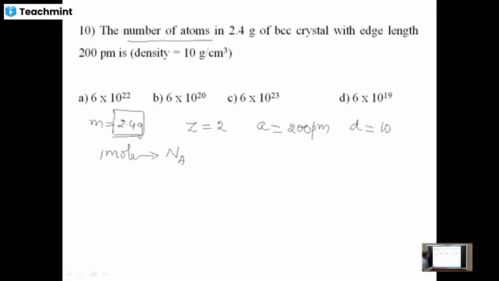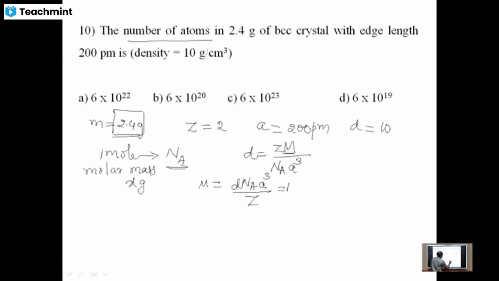So let us calculate the molar mass of the substance. Just imagine molar mass is x gram. Then x gram of that crystal will have Avogadro number of particles. Once we know molar mass, we can easily calculate the number of atoms in 2.4 gram. Then how to calculate molar mass? We know the formula d is equal to Z M divided by Na a cube. We have to calculate molar mass M. Therefore, M is equal to d Na a cube divided by Z.